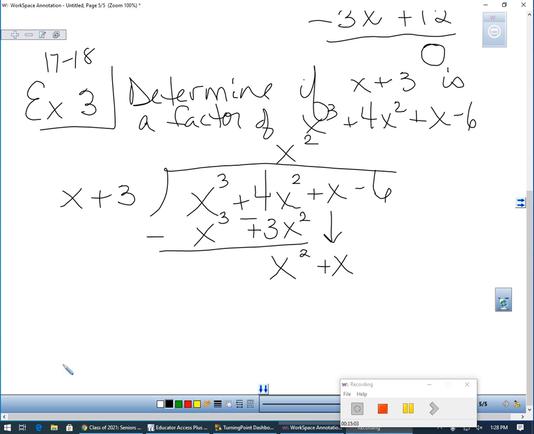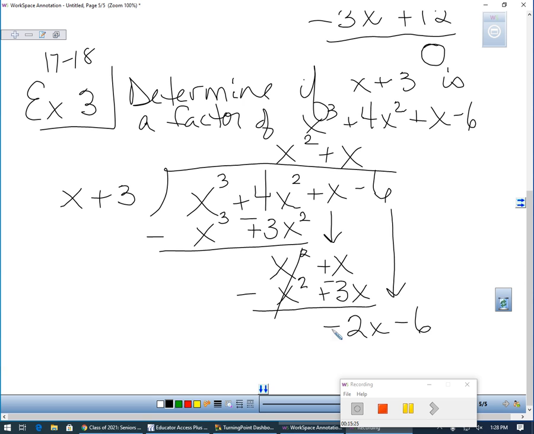What times x will give me x squared? Good. X times x is x squared. X times 3 is 3x. Draw your line. Change your signs. X squareds drop out. I have x minus 3x is negative 2x. Bring down negative 6.